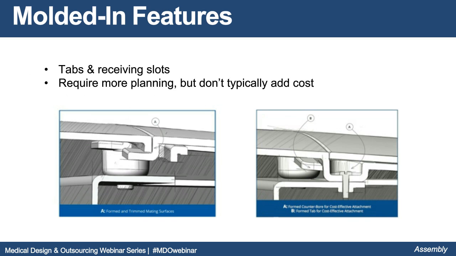We can also mold in features to help with attachment. So we can do tabs and receiving slots as discussed earlier. Typically, a little more planning is required, a better understanding of the order of assembly. So does the top panel go on before the side panels, or does the rear panel go on first and then the side panels?